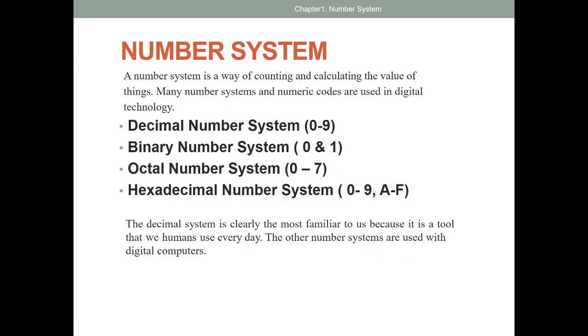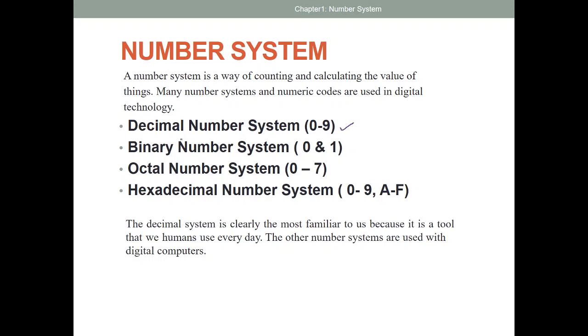In this slide, we are going to see about number systems. A number system is a way of counting and calculating the value of things, which is used to calculate the numbers. Many number systems and numeric codes are used in digital technology. These are the different number systems which are used in digital technology.